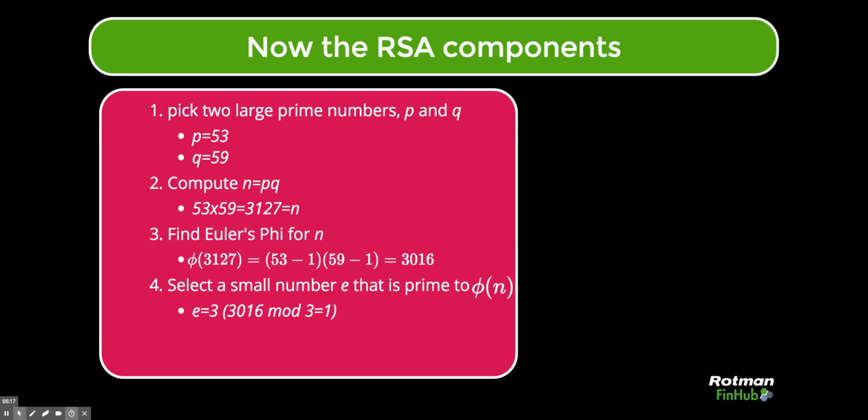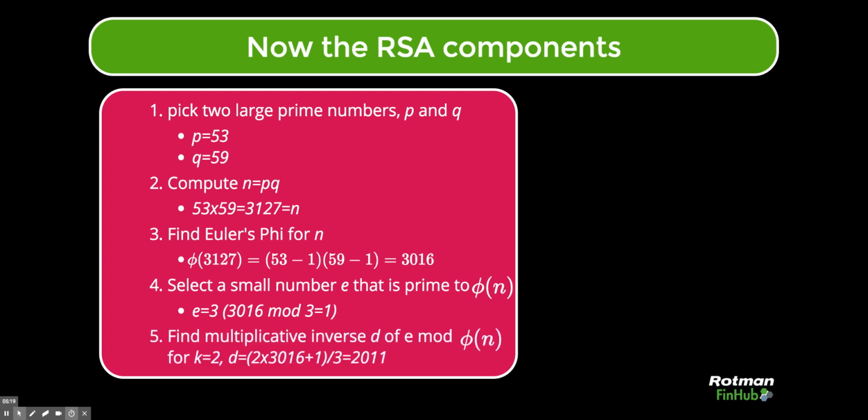All right, and then what we do, and this is where we're going to find this number k, so that we can compute what's referred to as the multiplicative inverse. So if you take your phi, which is 3016, and we take a number 2, then if you multiply 2 with 3016 and add 1 and divide it by 3, then you get an integer number. This integer number is the one that we're interested in. In this case, it's 2011.